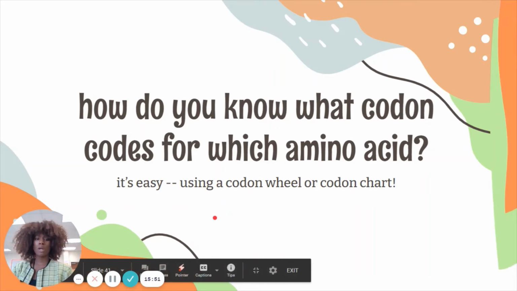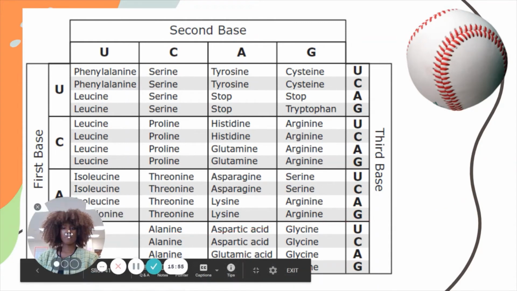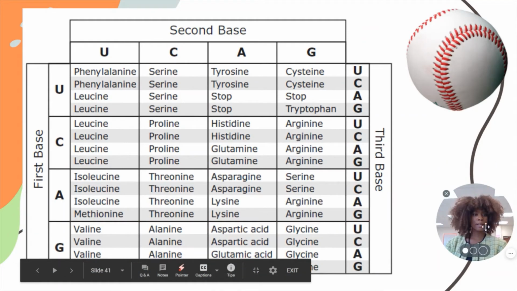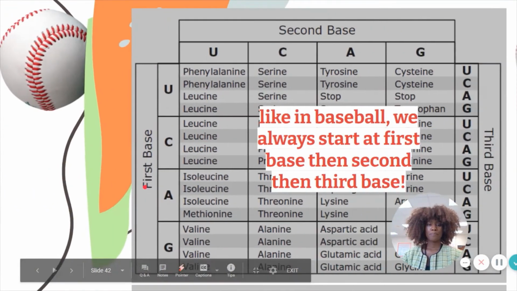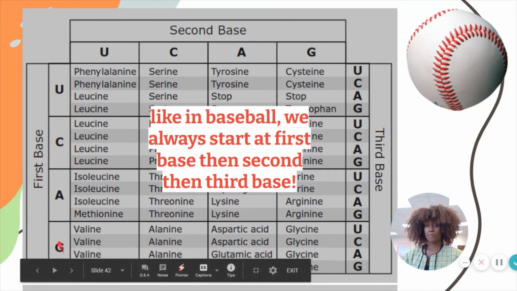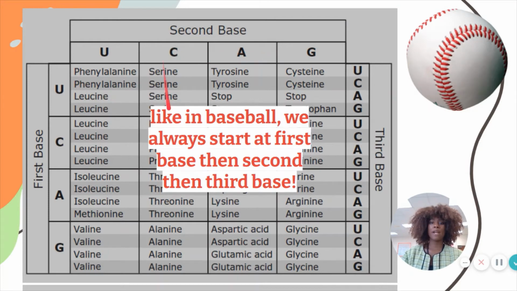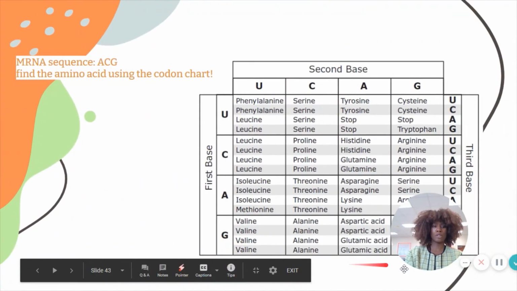It's easy. You're going to use a codon wheel or a codon chart. So this is what it looks like. You might have seen this before, maybe you didn't. Basically, just like in baseball, we're always going to start at the first base, determine what letter. Then we're going to go to the second base, determine which letter. We're going to find out where those two match up, and then we're going to look over here at the third base and see which one it is. If that doesn't make sense, we're about to do it. Don't worry.